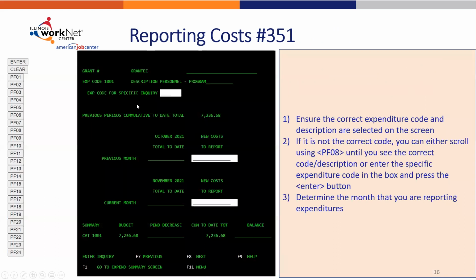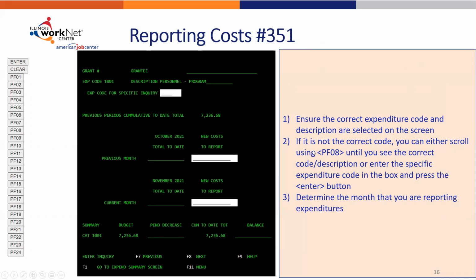And this is going to be the screen that pulls up. So you'll want to make sure that you're at the correct expenditure code screen in the description. So for this one, I'll go into one that's specifically set up for you guys. That way you can see this one's for a different grant, but it should be very similar, the same budget lines at least. So this one is personnel program, and it's expenditure code 1001.